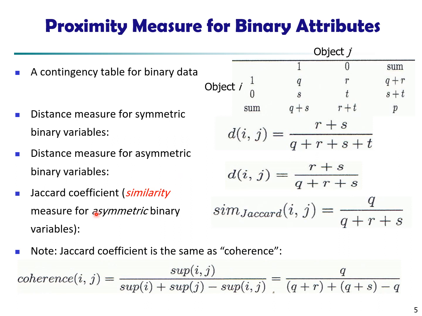Now we also have a Jaccard coefficient, and we use it to calculate the similarity, not the dissimilarity, the similarity for an asymmetric binary variable. And the Jaccard coefficient goes by this formula, Q divided by Q plus R plus S.